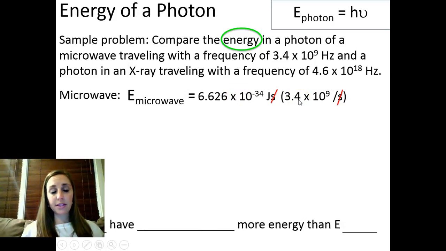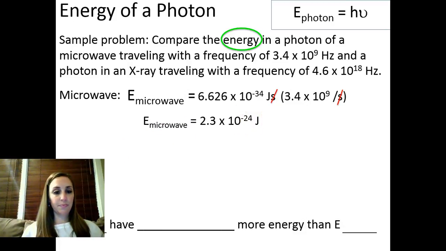So go ahead and get your calculator out, and you're going to do 6.626 e negative 34 times 3.4 e 9. There you go. Here's your energy of the microwave, 2.3 times 10 to the negative 24th joules.